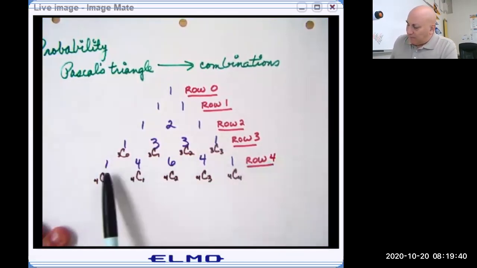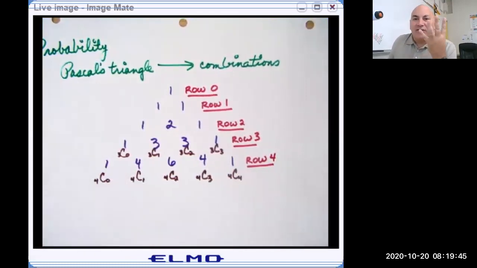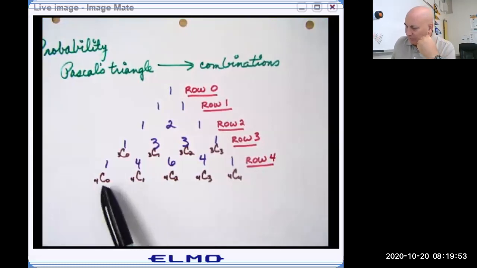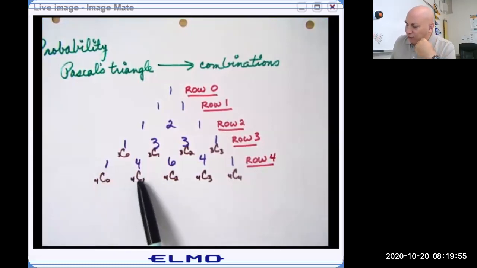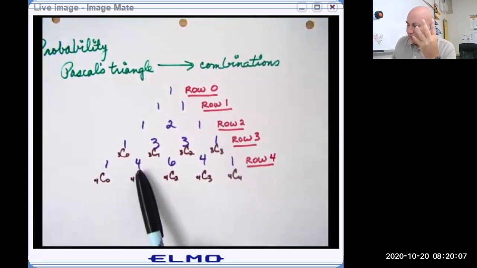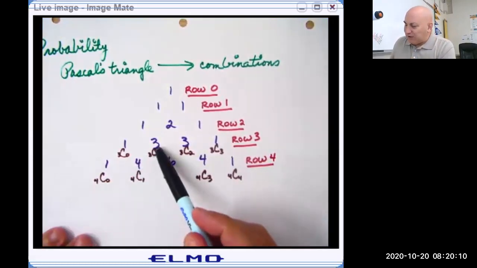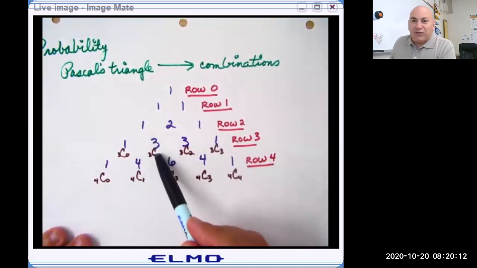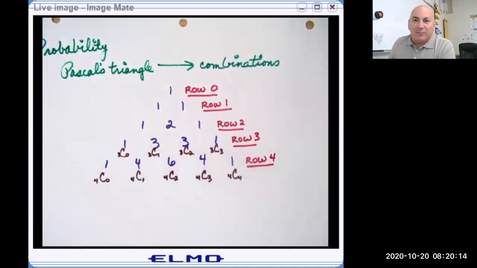So this is row 4. 4 choose 0. I got 4 objects. How many ways can I choose 0 of them? Only 1, and that's by choosing none of them. 4 choose 1. How many ways could I do 4 objects 1 at a time? Well, I could pick this one, this one, this one, or this one. So there's my 4 choose 1. You'll notice this up here is 3 choose 1. Any number of objects choose 1 is just going to be that number of objects.